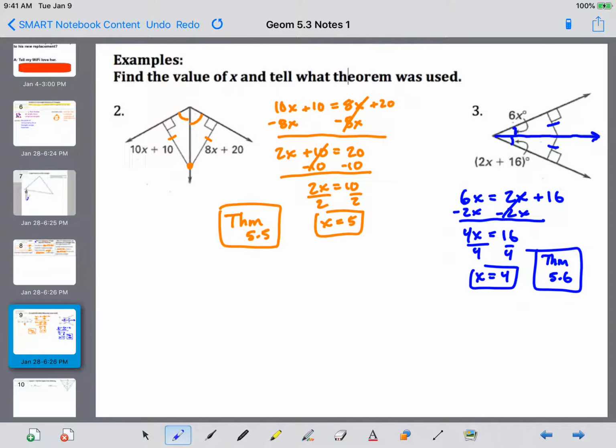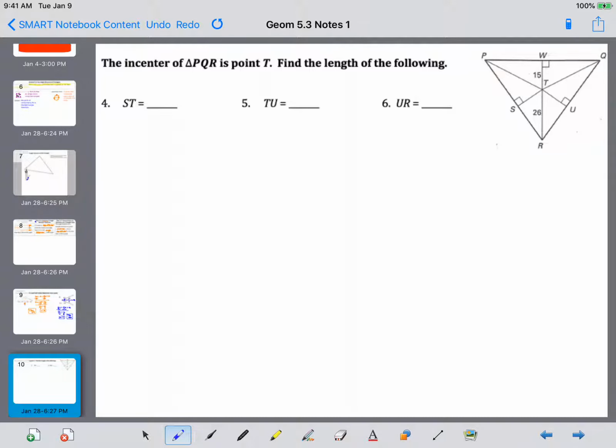All right, so let's move along to another example here. They tell us that the incenter of triangle PQR is point T. So this point right in the middle is the incenter. And we're going to use that to find the length of the following. So if you remember, the incenter is the same distance from that point to each side of the triangle. So from T to W, T to S, and T to U all have to be the same length. And we can see that TW is 15, so that means TS is 15, TU is 15, and we can just fill those in for number 4 and 5 here.